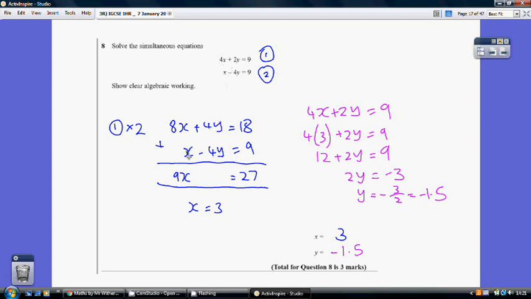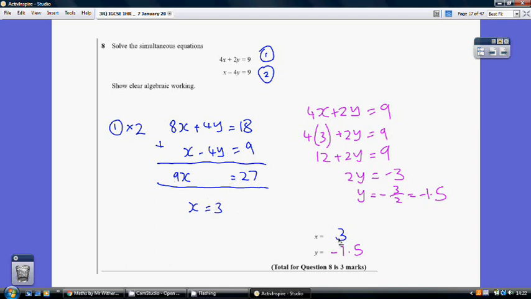and then I compare that to my equation 2, which I've done down here. Now I've lined up my y's, but because the signs are different, in order to eliminate these y's, I'm going to choose to add the two equations together. So 8x plus x is 9x, 4y added together with minus 4y is nothing, that's the whole point, and 18 add 9 is 27. So 9x equals 27, divide both sides by 9 and I get x equaling 3.